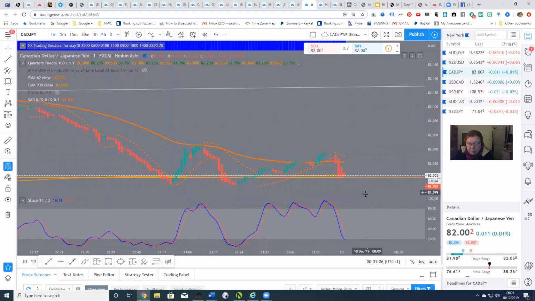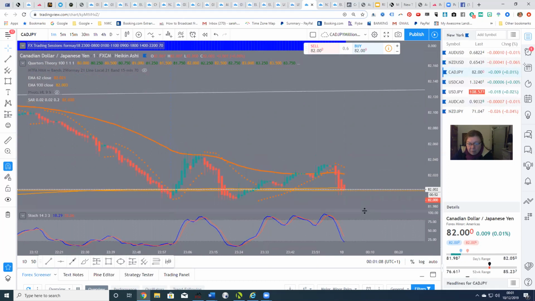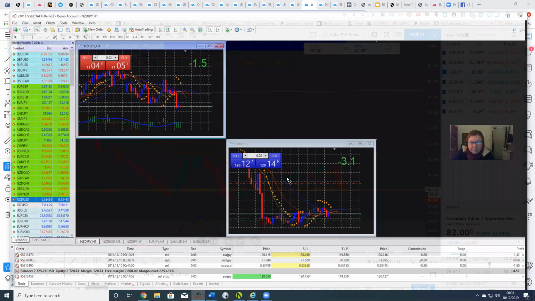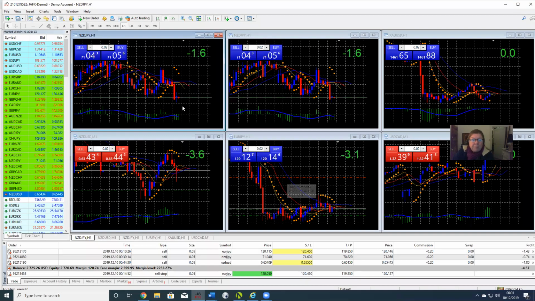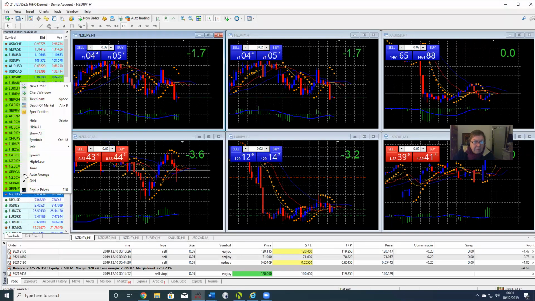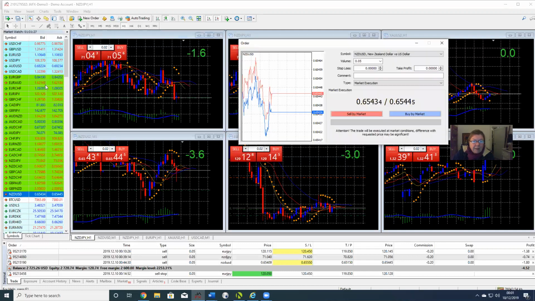So where you clicked on, like the nitty gritty of where you clicked on to place your sell, your stop loss, here, yeah, on the MT4 down here, clicking on here, new order. Can you see that? Yeah. So I just right click that and it pops up this window.